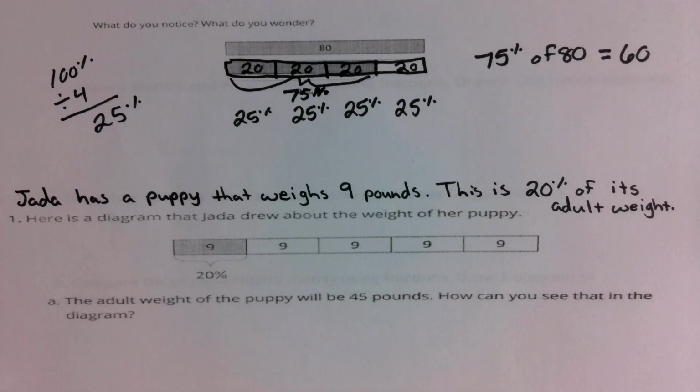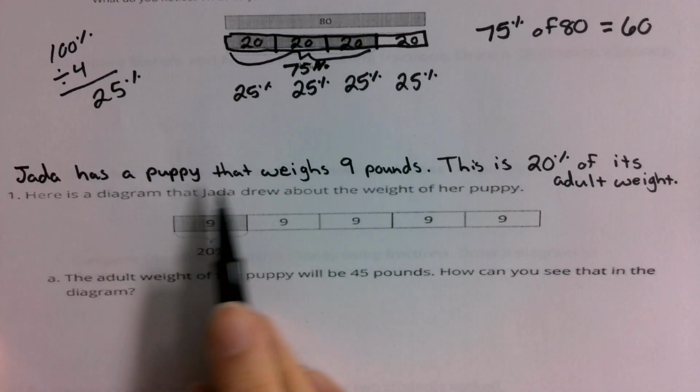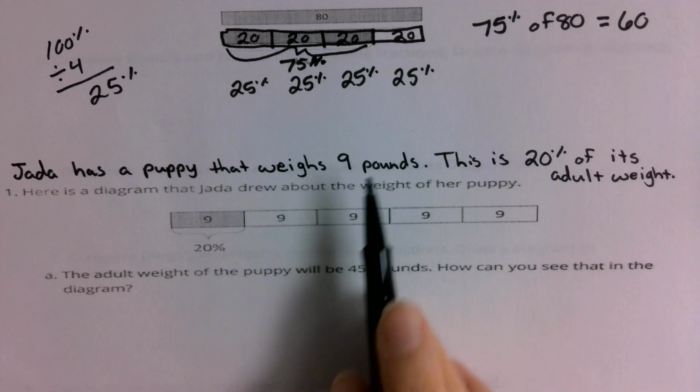So what we're going to be doing now is utilizing that skill. Given information, we're going to break it up into tape diagrams, and we're going to use them to find parts of a whole, or the whole when we're given a part, different ways like that. So in this example we have here, Jada has a puppy that weighs 9 pounds. Okay, so her puppy is 9 pounds.